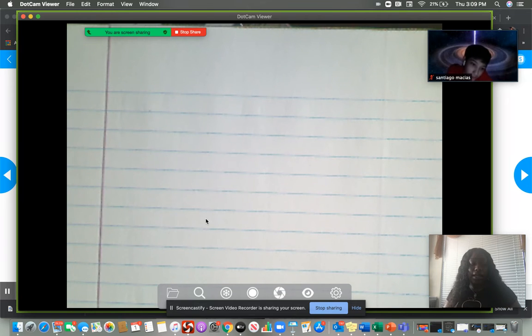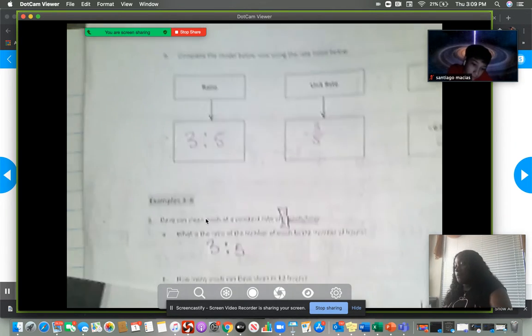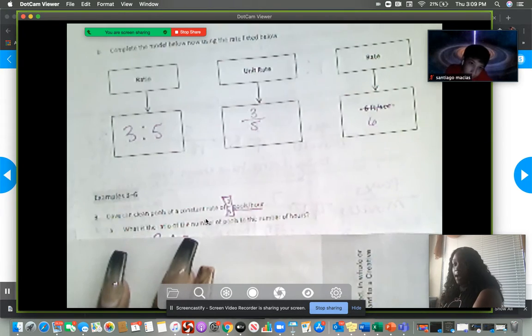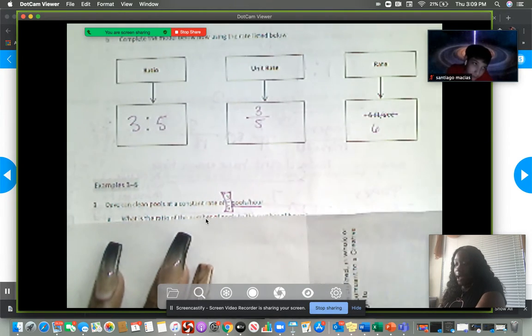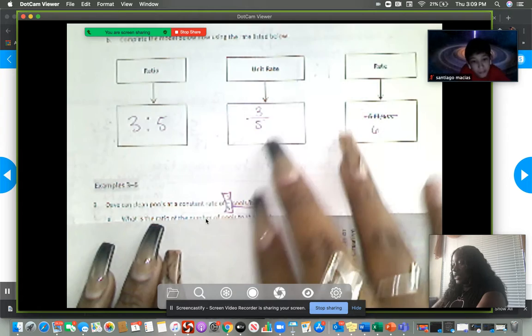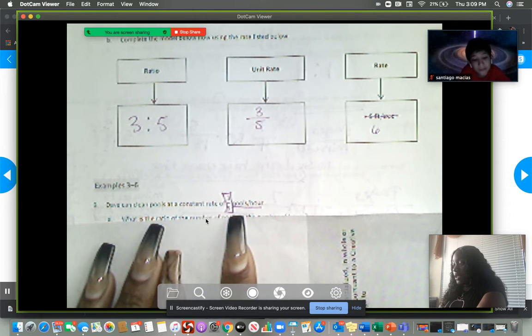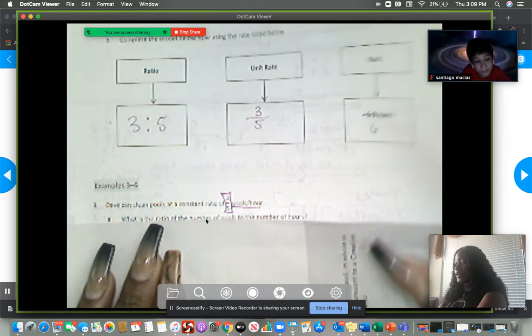So the very first thing that Ms. Brown wants to do is go in and annotate my question, right? And so if you look, I went in and I boxed it. So Dave can clean at a constant rate of 3 out of 5 pools per hour. I boxed my ratio and I underlined its units.